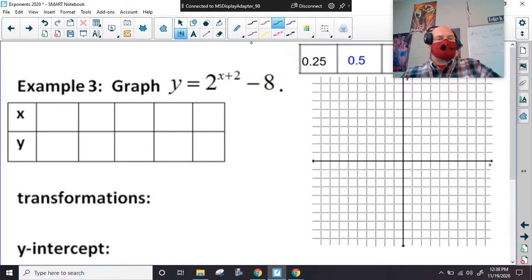All right, example 3. This is our h right here. Our h is going to be what? What's the opposite of plus 2?